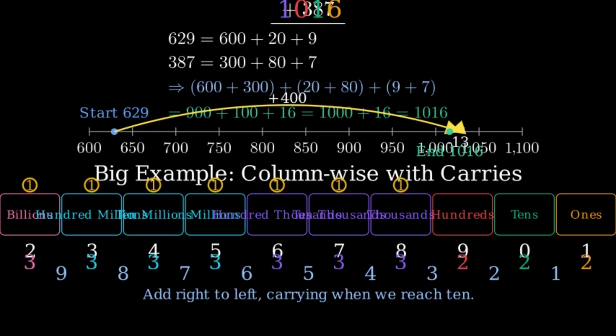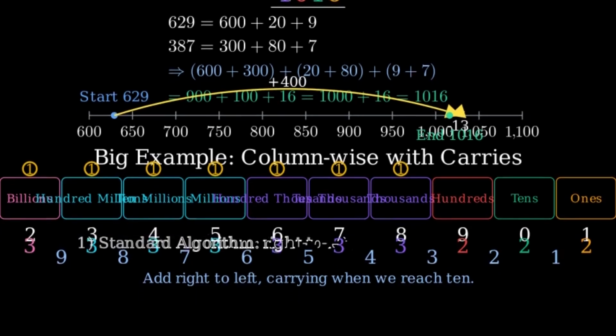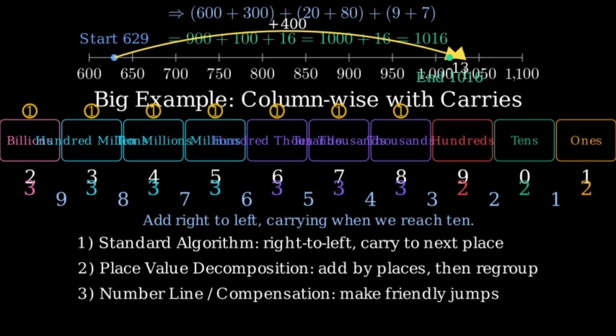1. The standard vertical algorithm, where we add from right to left and carry to the next place. 2. Place value decomposition, where we add hundreds with hundreds, tens with tens, and ones with ones, then regroup. 3. Number line or compensation, where we make friendly jumps or temporarily adjust a number to simplify mental addition. No matter the method, the place value table from ones to billions keeps our thinking organized.